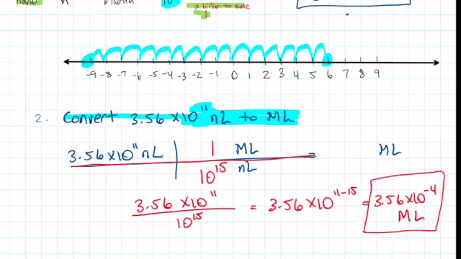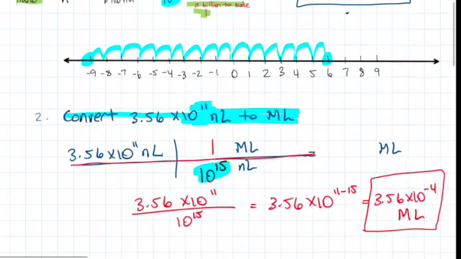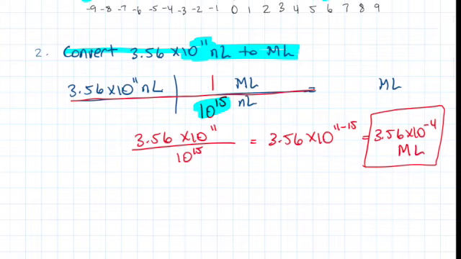And that's my answer. Now, some students struggle with coming up with this number, so they want to see the two-step method. So I'm going to show you the two-step method. In the two-step method, we're going to go from nanoliters to liters and from liters to megaliters. Okay? So I'm going to draw a little map here. We're going to go from nanoliters to liters and from liters to megaliters.